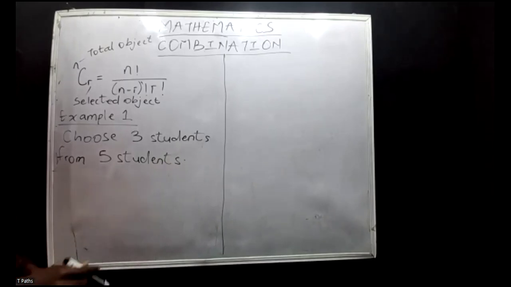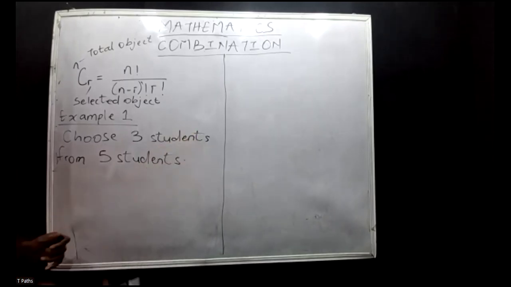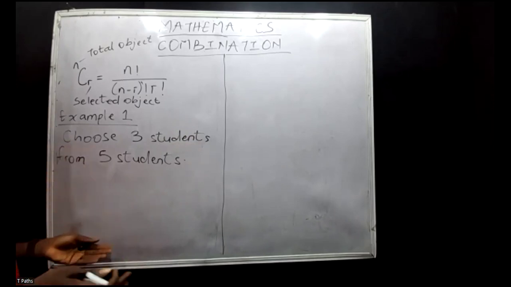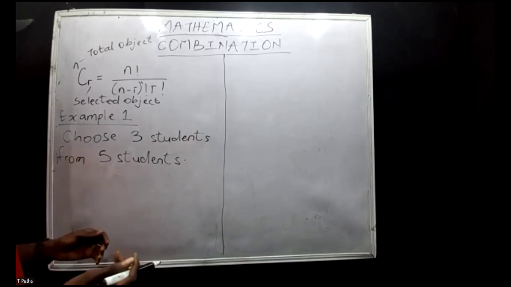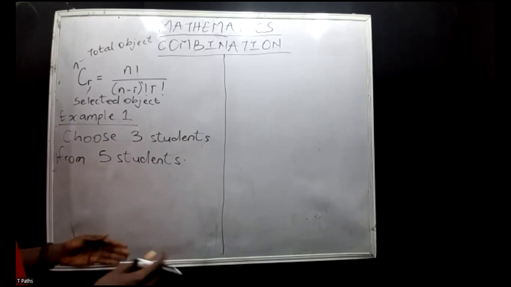Right, so looking at this question, I am told to choose 3 students from 5 students. How do I know this is a combination question, not a permutation question? If you are going through questions in your past questions, nobody will tell you this is a permutation question or this is a combination question. So you have to always figure out if it is permutation or combination to know which formula to use.